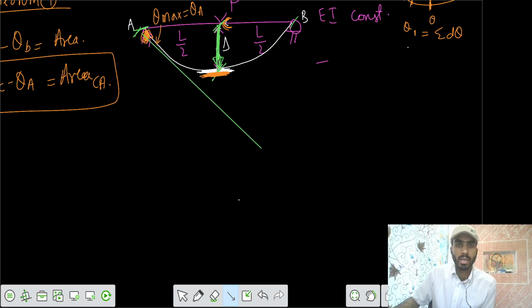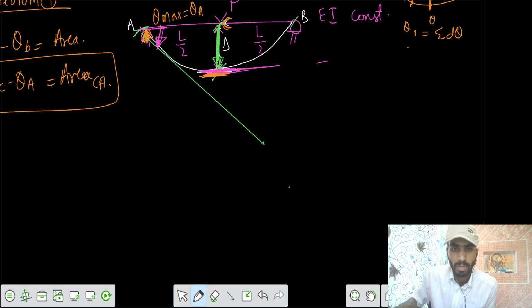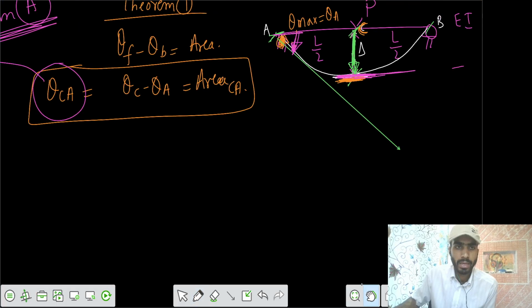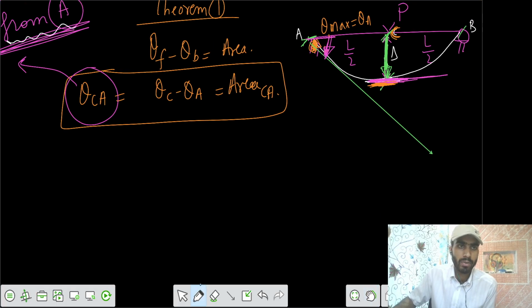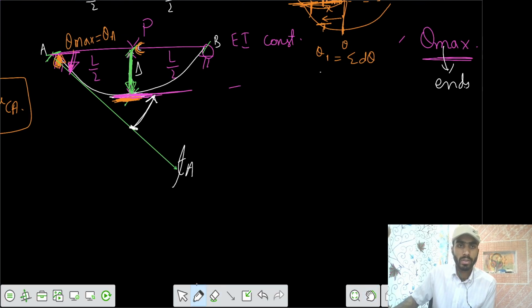So if you draw a tangent from point A, let's say this is our tangent from point A. We know that here the theta is theta at A, but at C the theta is 0. If you want to connect the 2 points, you have to connect it with respect to the tangent you draw. You are drawing the tangent from A, so you have to connect it from the tangent at A. It is anti-clockwise.